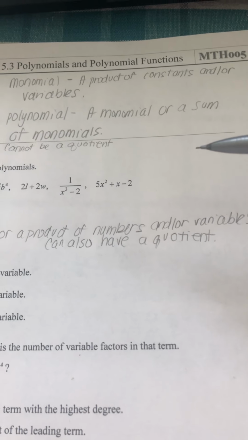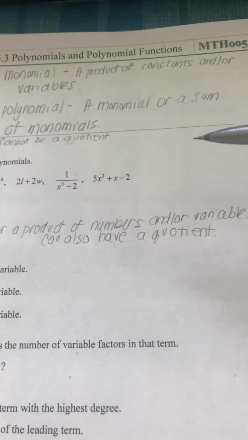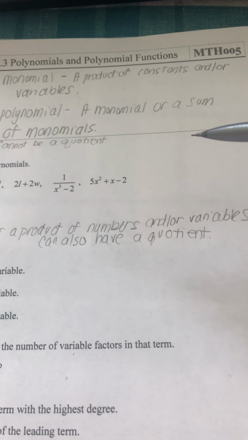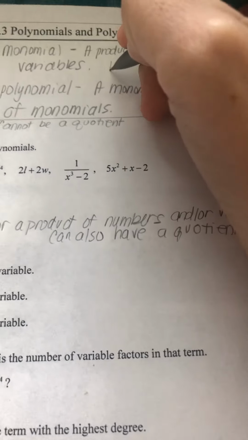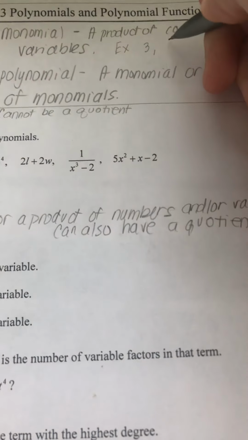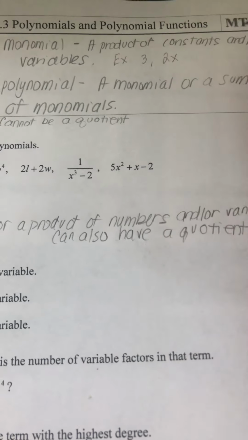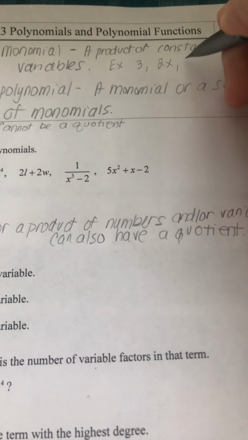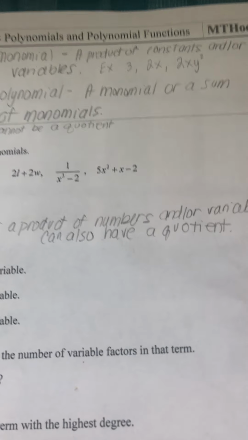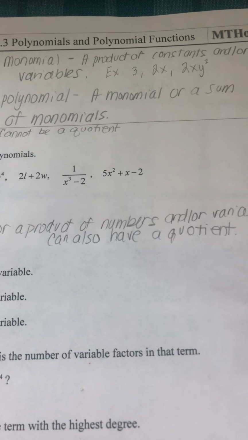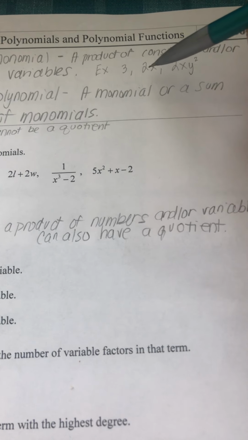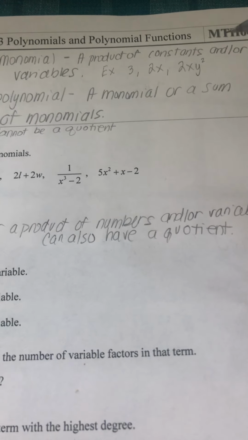A monomial is a product of constants and/or variables. Keep in mind, a constant is just a number. So for example, a monomial can just be a number. It can be a product of numbers and variables, something like that, or it could be even something like this. The big thing is that they have to be products, so those are multiplied together.